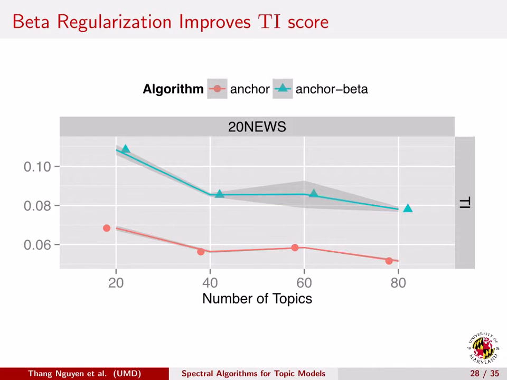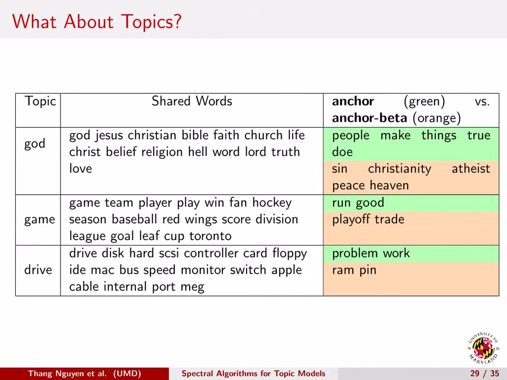And so why does it help the interpretability? So what happens is that the anchor method tends to bring in these very generic, vacuous words, like people make things true, and adding in this regularization pushes those general words out and encourages more specific, relevant words to come in instead. So for example, in the God anchor word topic, sin, Christianity, atheist, peace, heaven are brought in instead.